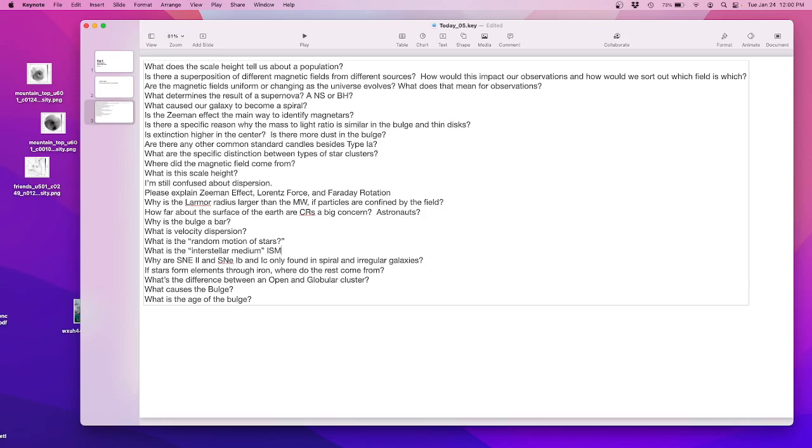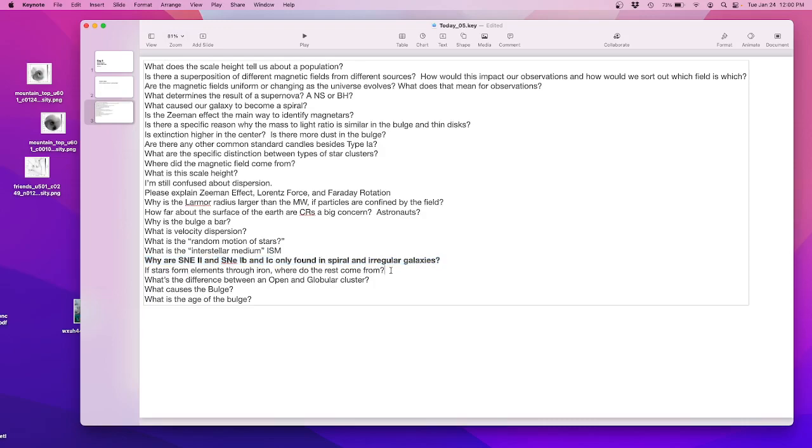Core collapse supernovae come from massive stars. Massive stars come from star-forming regions. If you don't have star-forming regions, you don't have any massive stars. You can't have any core collapse supernova. So anyway, this is a great question that I'm going to come back to because it really ties a bunch of interesting physics together.